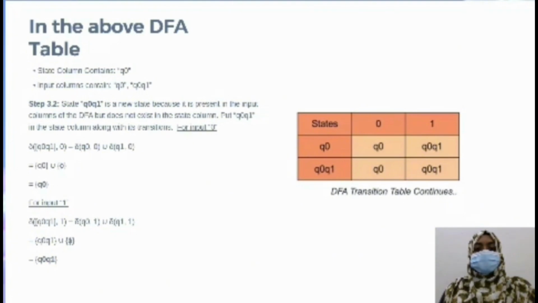Finding transitions for Q0 Q1. Now we find transitions for the new state Q0 Q1. For input 0, Q0 goes to Q0 and Q1 goes to nothing, so the result is Q0. For input 1, Q0 goes to Q0 Q1 and Q1 goes to nothing, so the result is Q0 Q1. In this way, all transitions are calculated.